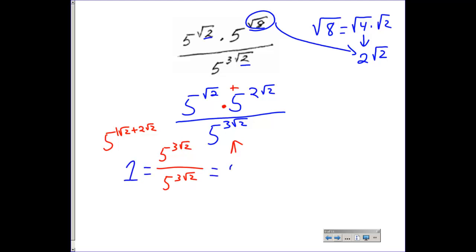So it's going to be 5 to the 3 square root of 2 minus the denominator exponent, which is 3 square root of 2. And that's going to give us 5 to the 0 power. And anything to the 0 power, as we've already discussed, is going to equal 1.